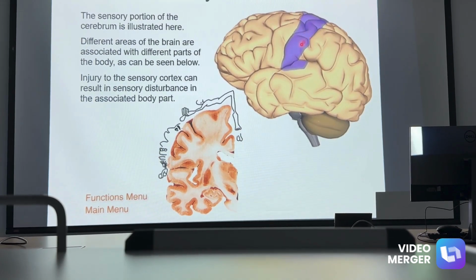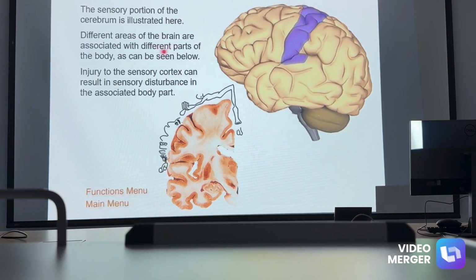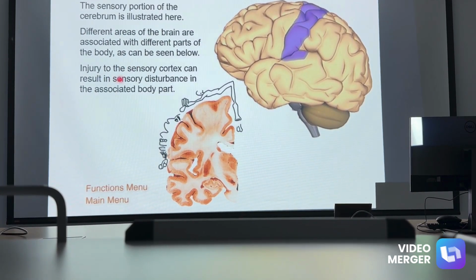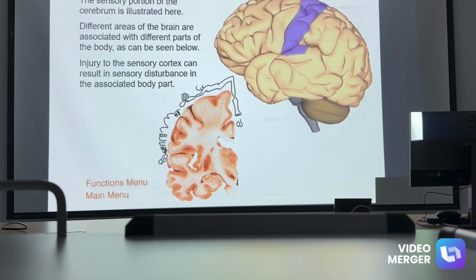This is the sensory cortex, posterior to the motor cortex. Different areas are associated with different parts of the body. Injury will make sensory disturbance in the associated part of the body.